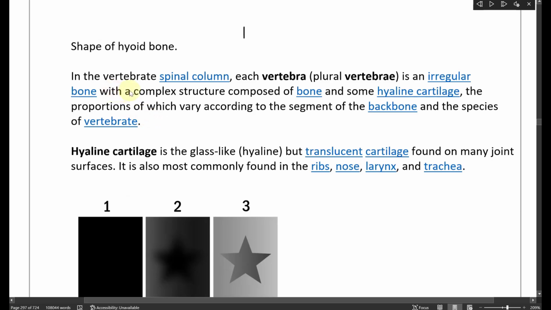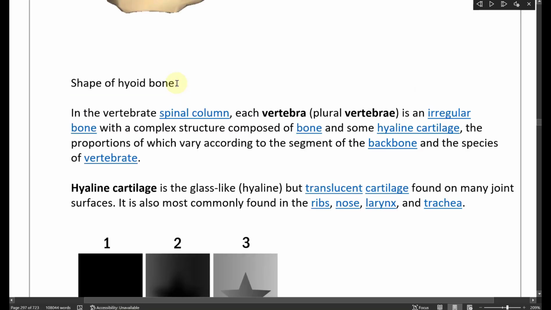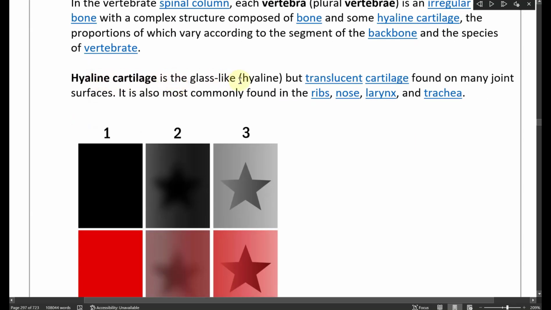Anyways, going further. In the vertebrate spinal column, each vertebra, plural vertebrae, is an irregular bone with a complex structure composed of bone and some hyaline cartilage, the proportions of which vary according to the segment of the backbone and the species of vertebrate. Hyaline cartilage is glass-like, translucent cartilage found on many joint surfaces. It is also most commonly found in the ribs, nose, larynx, and trachea.